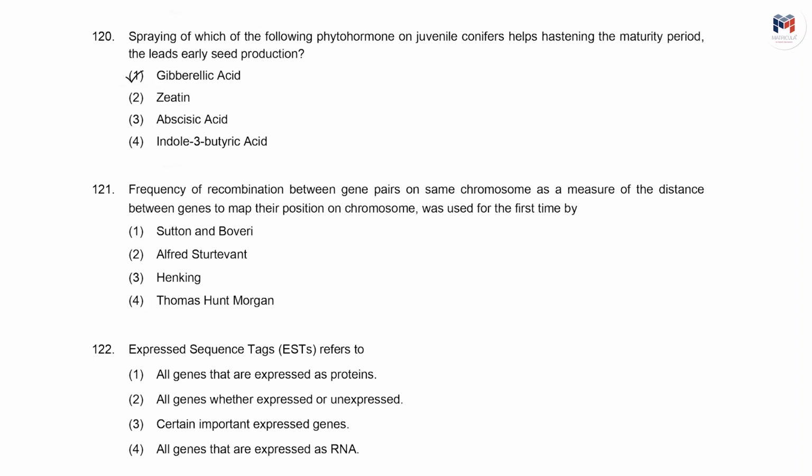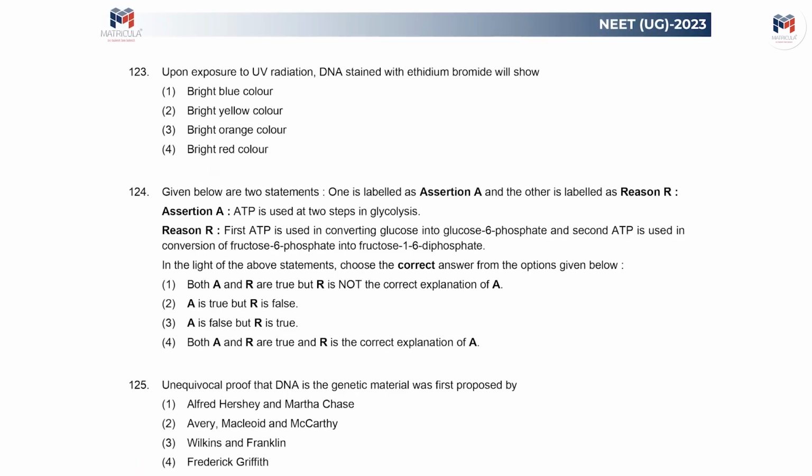Question number 121. Frequency of recombination between gene pairs on same chromosome as a measure of the distance between genes to map their position on chromosome was used for the first time by. The answer is option number 2, Alfred Sturtevant. Question number 122. Expressed sequence tags or ESTs referred to. The answer is option number 4, all genes that are expressed as RNA. Question number 123. Upon exposure to UV radiation, DNA stained with ethidium bromide will show. The answer is option number 3, bright orange color.